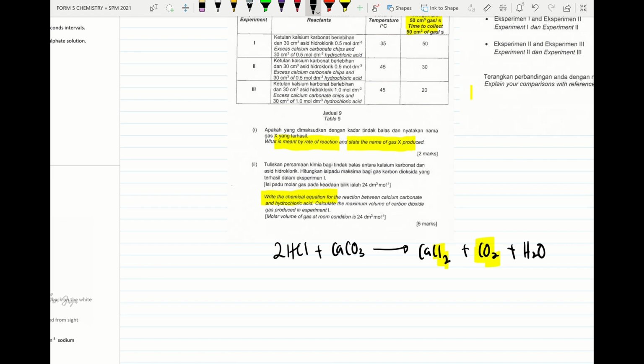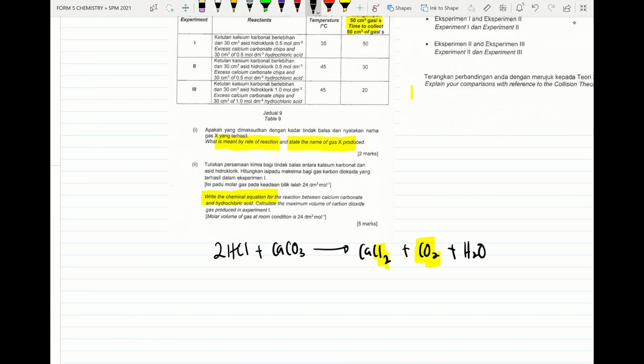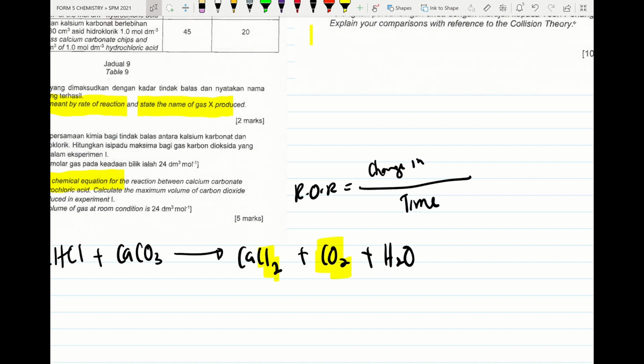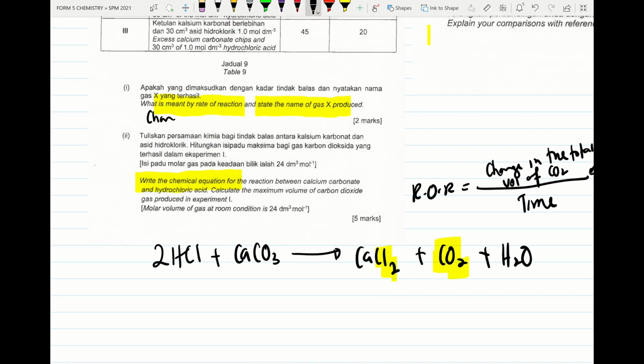All right, so that means how to give the meaning for the rate of reaction. I put here rate of reaction, divided by time. So here I put the change in the total volume of carbon dioxide gas collected, per unit time. So how to answer this question? We put here: change in the total volume of carbon dioxide gas per unit time. So we will get 1 mark.